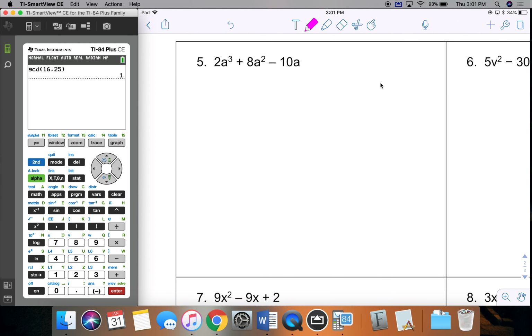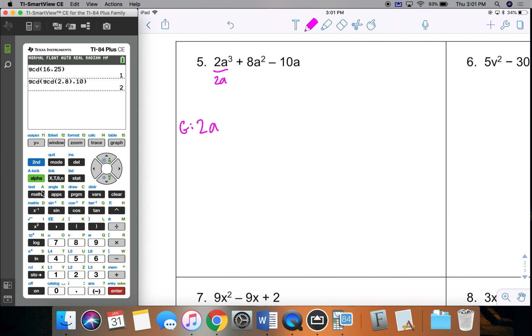Problem 5, this one has 3 terms, so I'm not looking at a difference of squares. I notice all 3 of these have letters. I'm also going to check my numbers. So if I go math number 9 twice, and I do 2, 8, close parentheses, 10, I can see that there is a GCF of the number 2 and then the letter A.